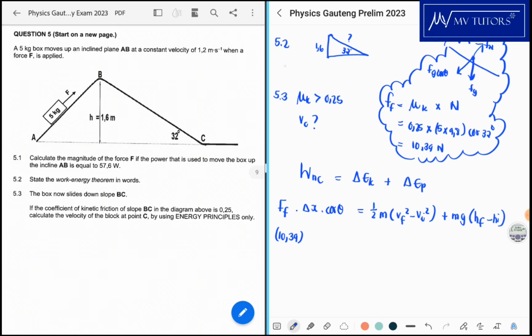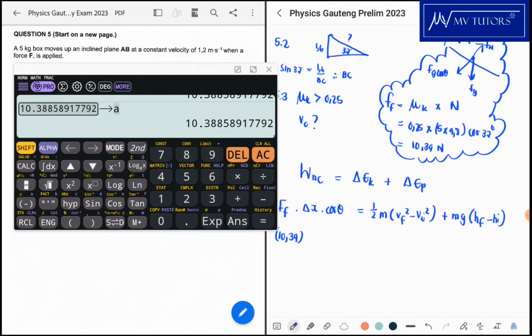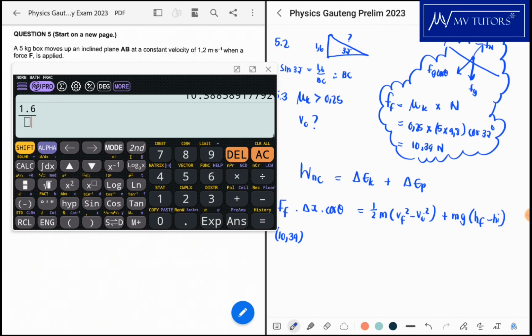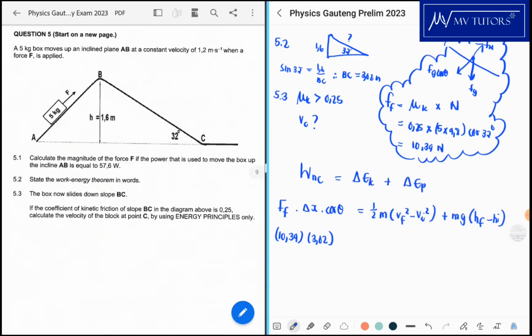Okay, so sine 32 degrees is equal to 1.6 over, I'm just going to say BC. Therefore, BC is equal to 1.6 divided by sine 32. So 1.6 divided by sine 32, and that is equal to 3.02. Okay, so that's our delta x, 3.02 meters. I'm also going to store that as B. And then cos theta, well, I'm going to take that as 180 degrees because it's friction acting in the opposite direction.